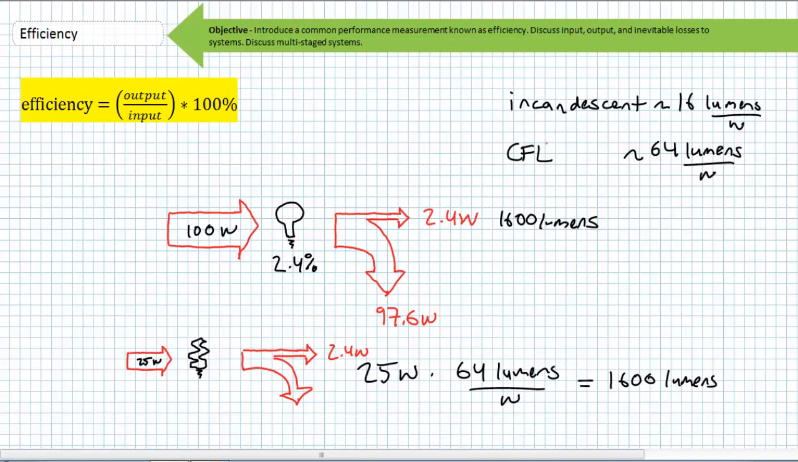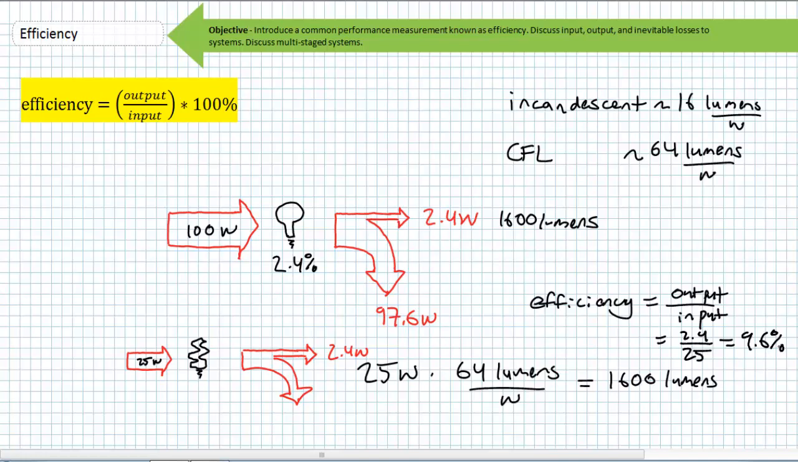What's the efficiency of a CFL? Using our formula for efficiency, where efficiency is output over input, and substituting in the appropriate numbers, 2.4 watts divided by 25 watts, a CFL is only 9.6% efficient. Surprising, eh? You'd think it'd be better, but it isn't. However, in comparison to an incandescent, who cares? It's still 4 times as efficient.